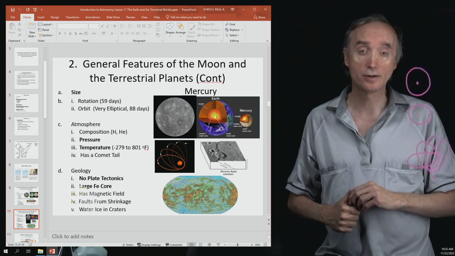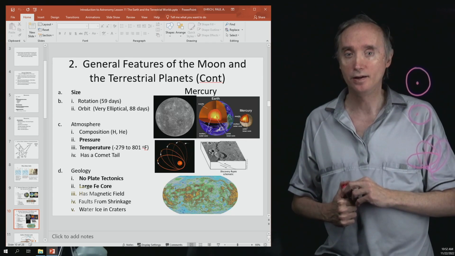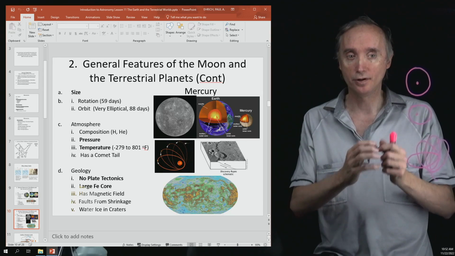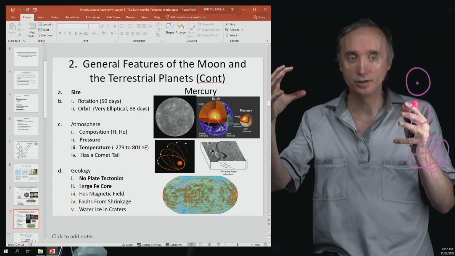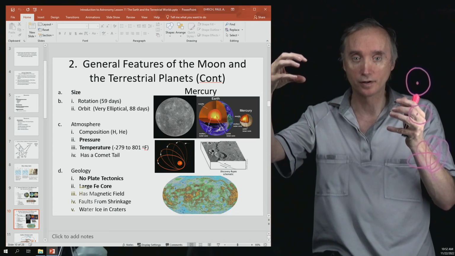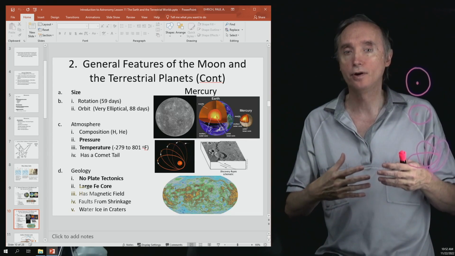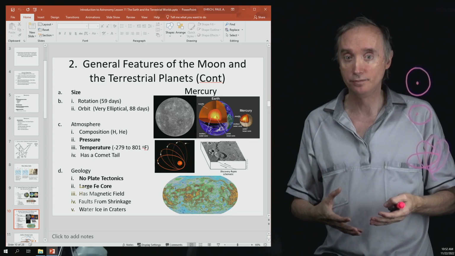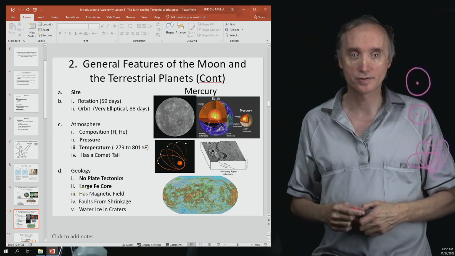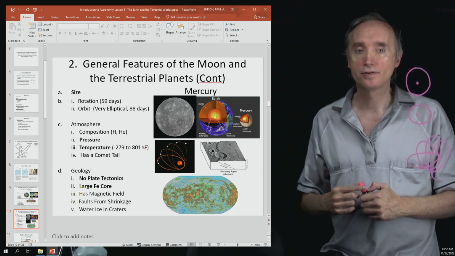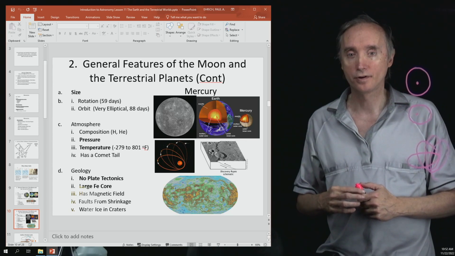Another interesting thing about Mercury is it has a tail. Just like a comet has material that's being blown off the comet, and that makes the tail of a comet, the material is constantly being blown off of Mercury by the sun, and so Mercury has a tail, just like a comet. So let's talk about the geology of Mercury.